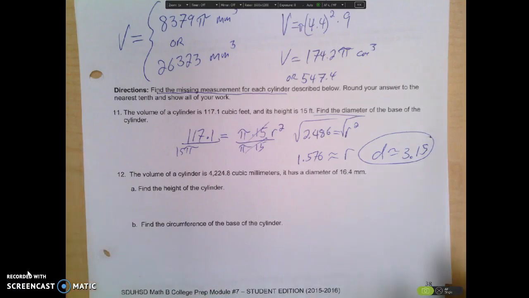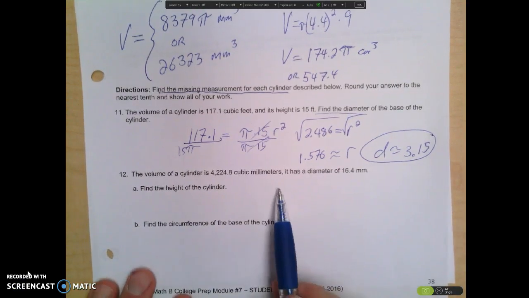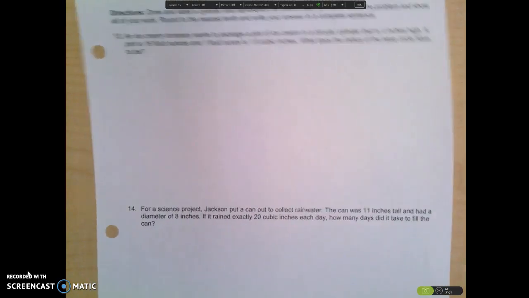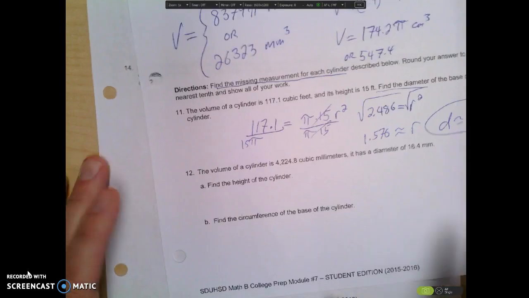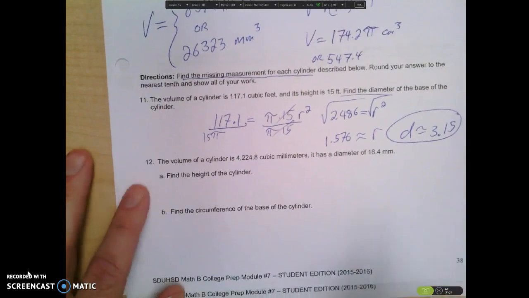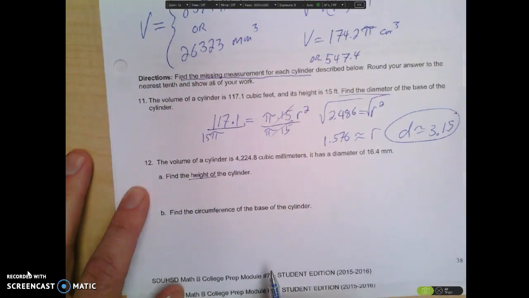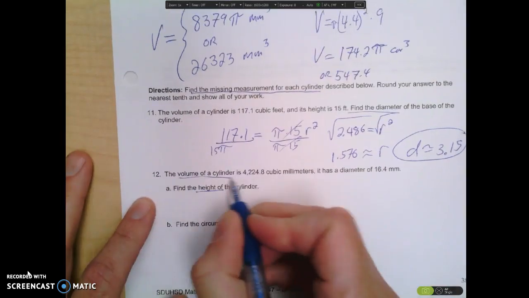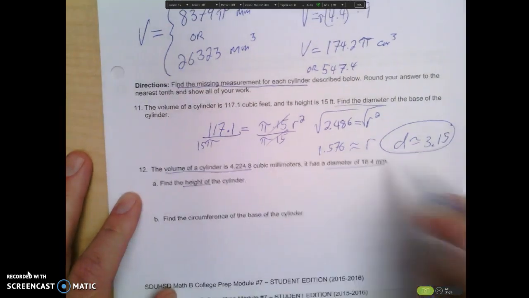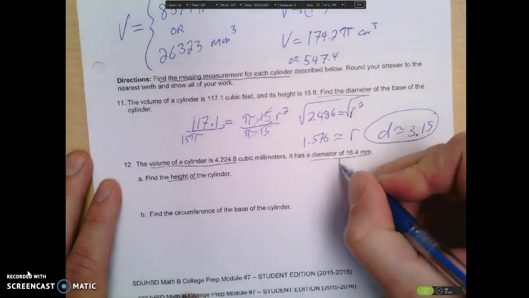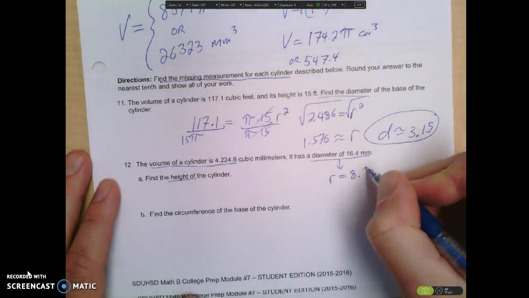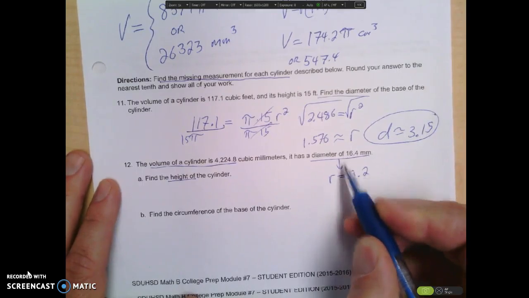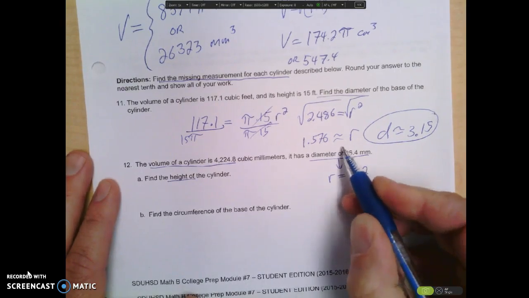Okay, this video is limited to 15 minutes, so this is going to be the last one I am able to do. These two are just asking you the same types of things, except you're going to draw your own cylinder. So let's do number 12 because it has all the information we need. They're asking us to find the height. They're giving us the volume. They're giving us the diameter. So if they give you a diameter, that means the radius is exactly half of that. So 8.2 is our radius. If I give you the radius, they double it to get diameter or vice versa.